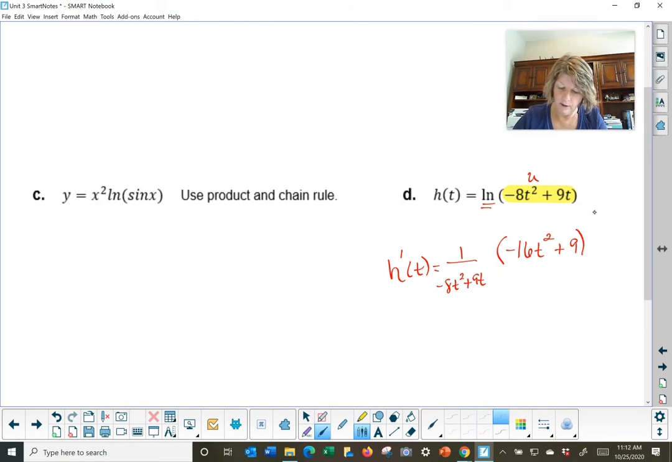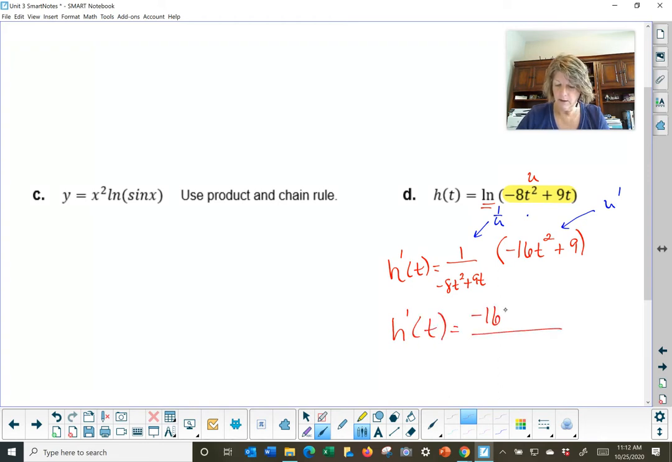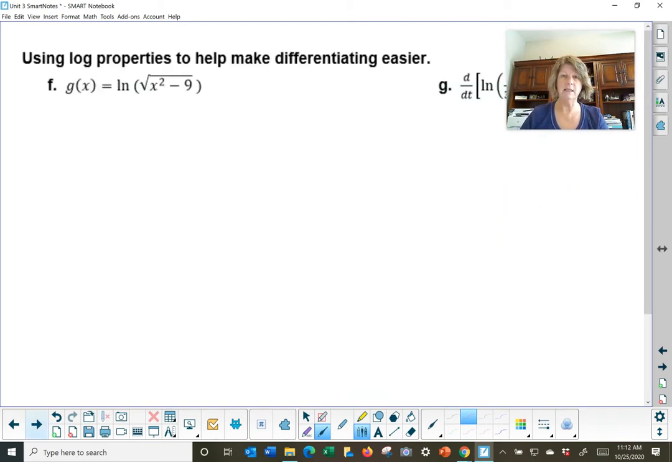Now, would there be anything wrong with you writing that piece above it? No. Learn how to take notes so that it benefits you when you come back to utilize those notes. So negative 16t plus 9 over negative 8t squared plus 9t. There we got it. Taking natural logs, not so hard.